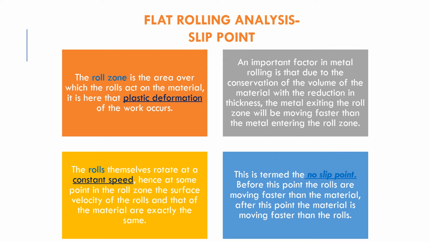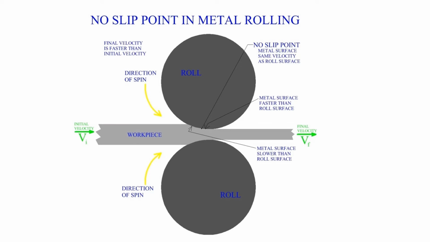Before this point, the roll will be moving faster than the material. After this point, the material itself will be moving faster than the roll. So here we look at the diagram for better understanding. When the work material goes inside here, the initial velocity will be lower compared to the one coming up from here. Of course, because the work material is very thick, in order for it to enter the deformation zone, it will become slower. But as for this one, the thickness is already reduced, so it will move faster.